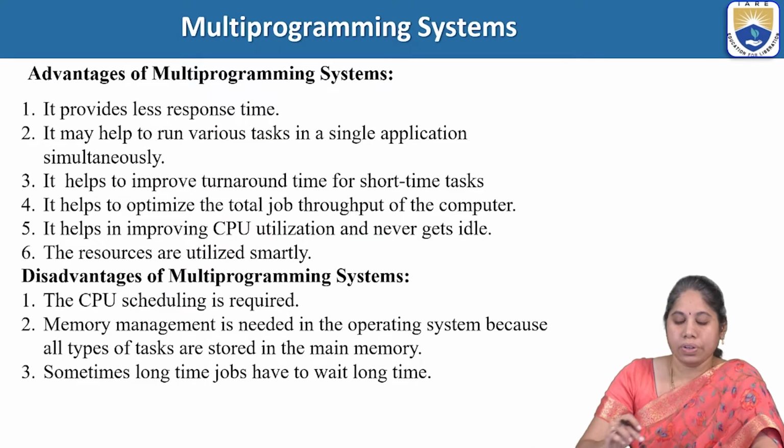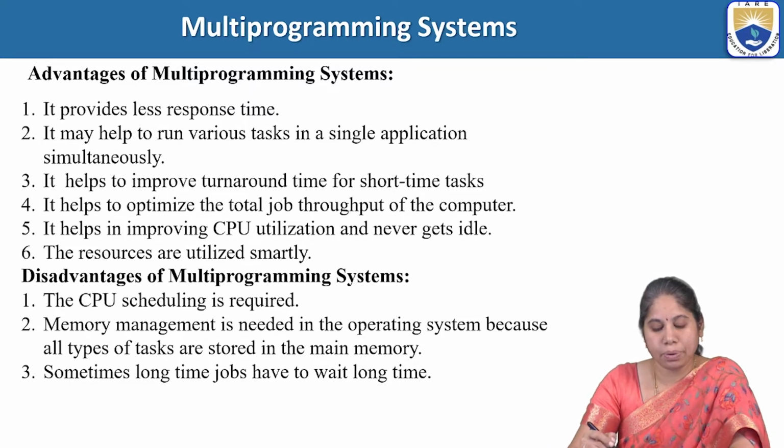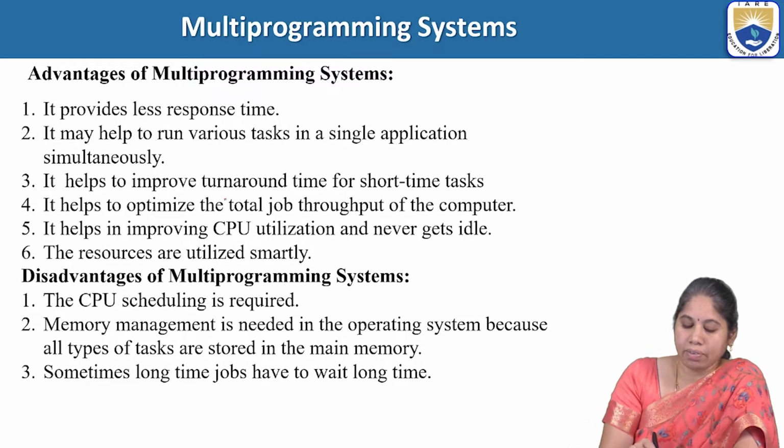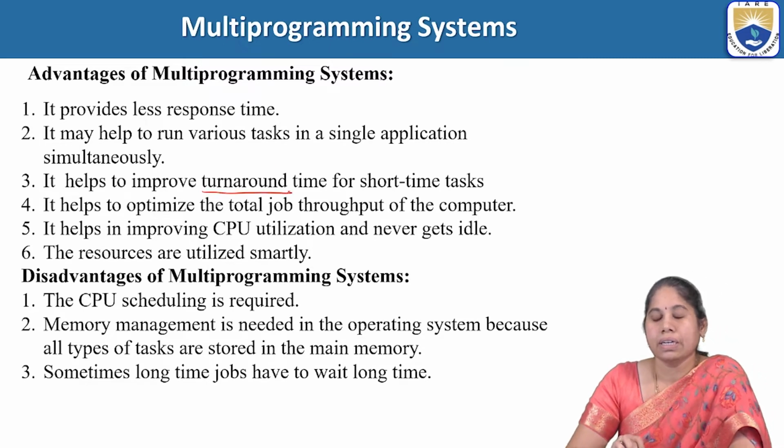The advantages of multiprogramming operating systems are: it provides less response time, meaning once a user submits a job to the processor, it responds within a short time and starts execution. It helps to run various tasks in a single application simultaneously, and it also helps to improve the turnaround time for the shortest tasks. Turnaround time is the time from when the user submits a job until the job finishes.